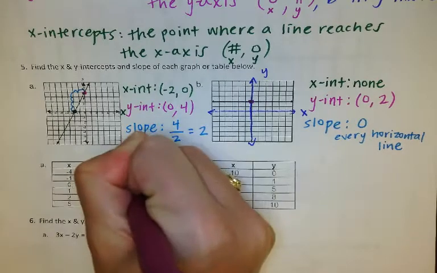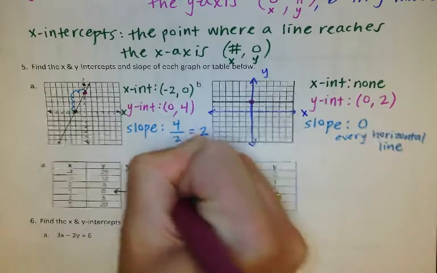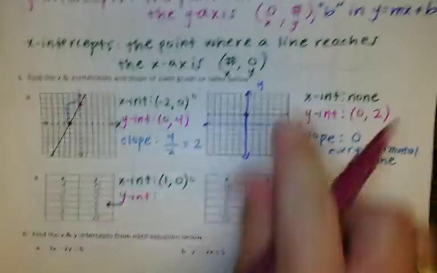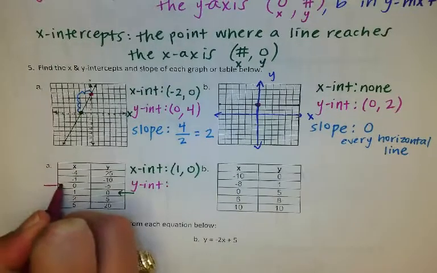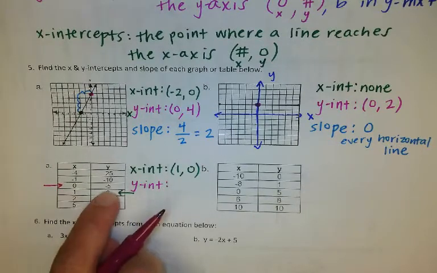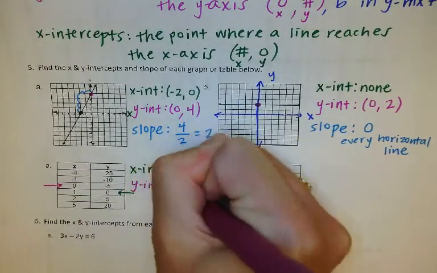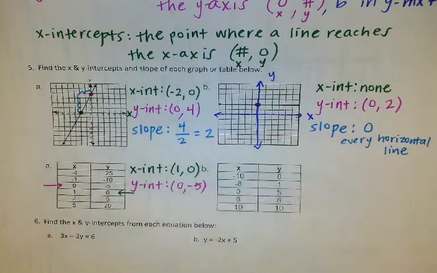Okay, let's look for the y-intercept. So look where the x is 0. And I see 0, -5. That's the y-intercept.